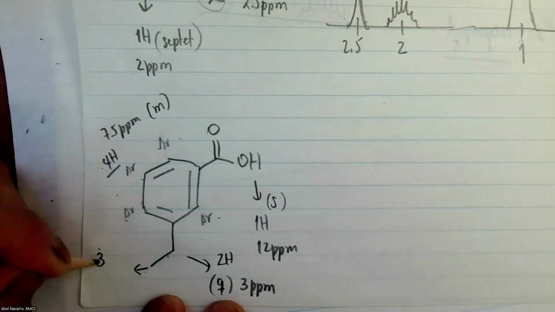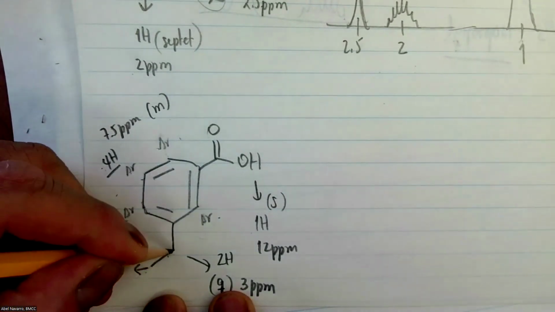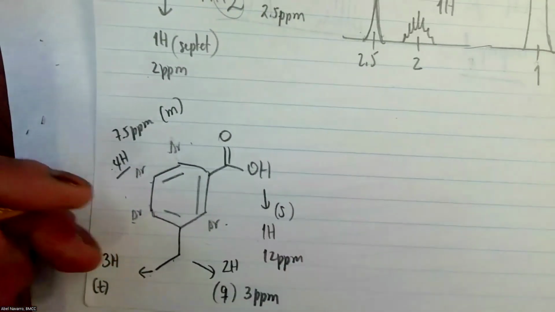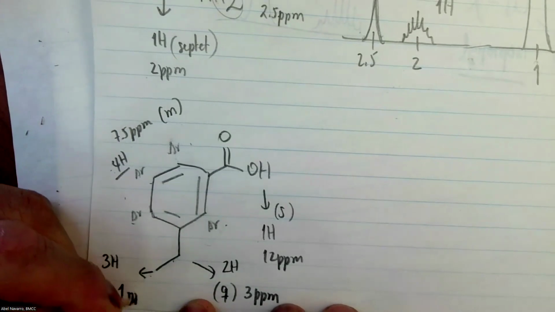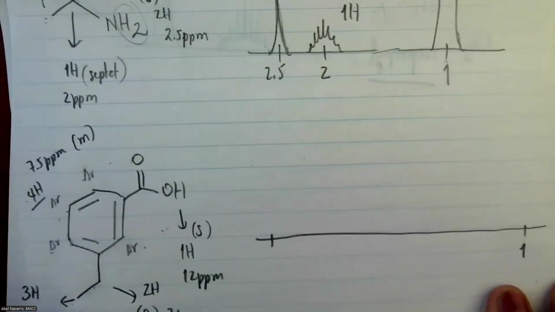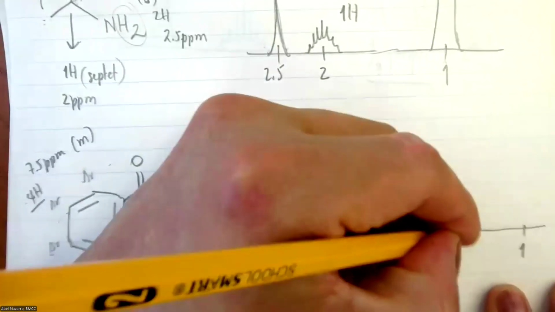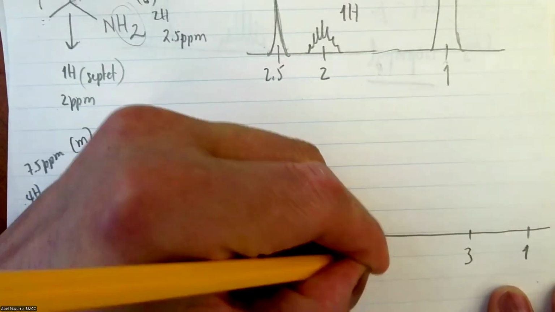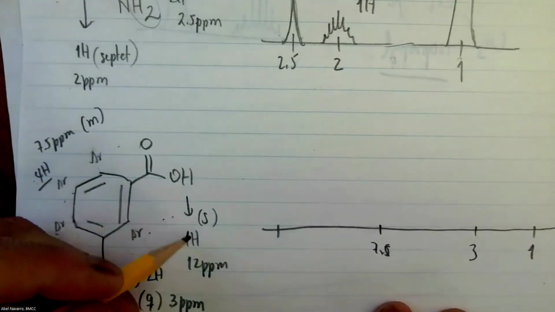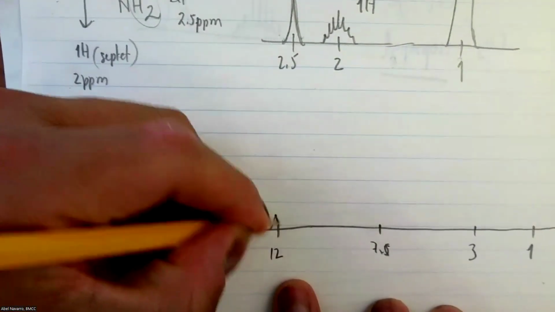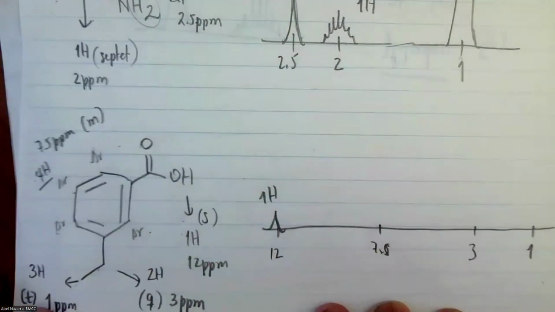Here, this is a CH3, right? Next to a CH2, 2 plus 1, 3. It's a triplet, and the ppm would be the conventional 1 ppm. So this one's going to be really long. Here we'll have 1 ppm. What else? I have 3 ppm. What else? I have 7.5 ppm. And now, what else? I have 12 ppm. The 12 ppm will be a singlet, very tiny, 1H.